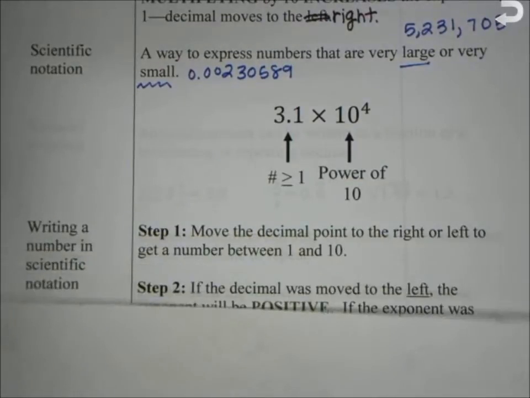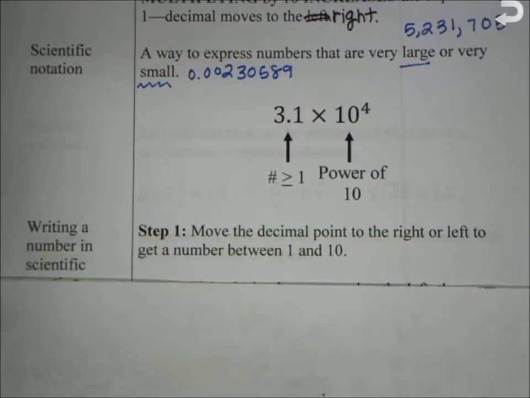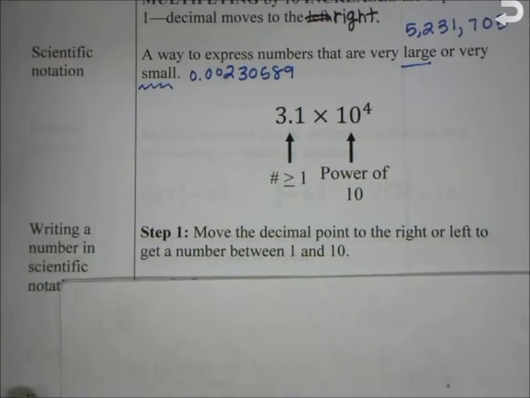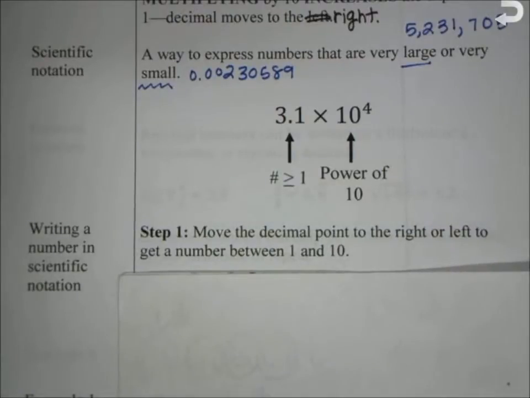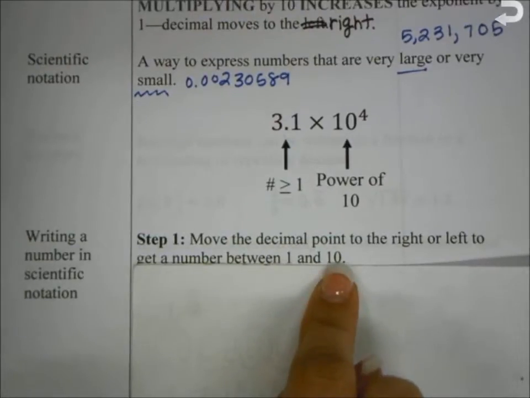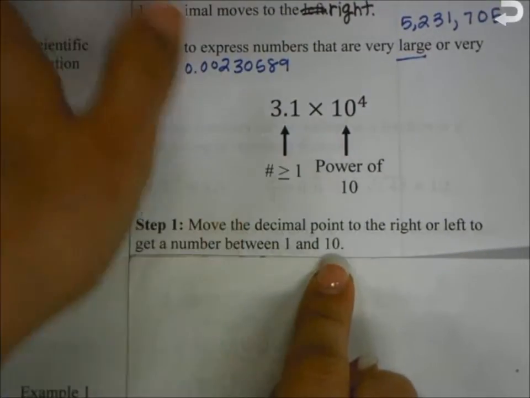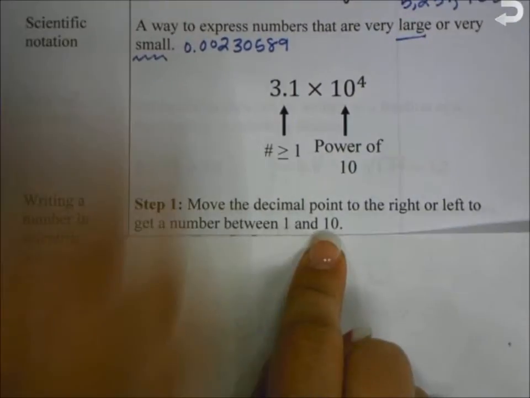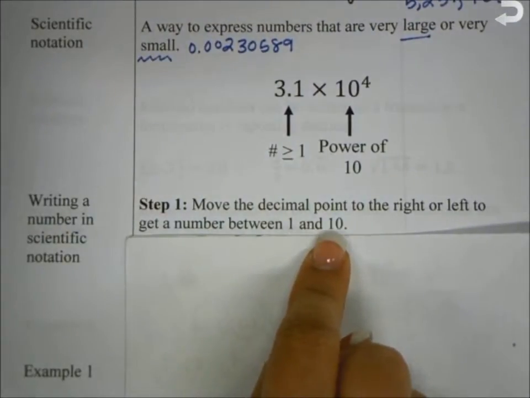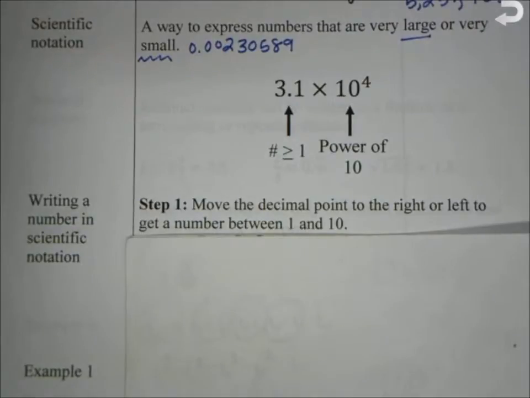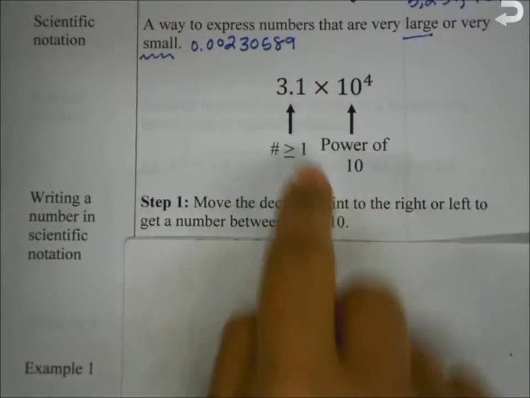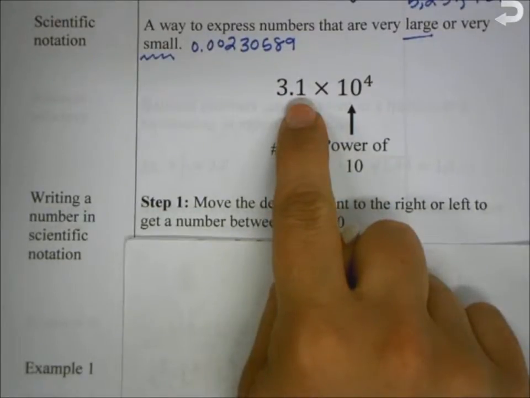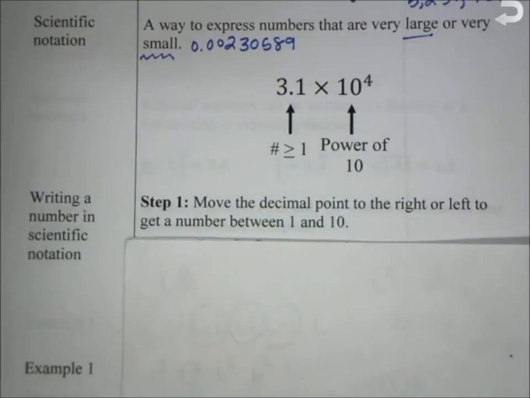Step 1. We want to move the decimal point to the right or left so that we get a number between 1 and 10. Okay? So we're going to move our decimal point either to the right or left, depending on if it's a small number or a big number, to get a number between 1 and 10. Look at 3.1. Is that between 1 and 10? What about 2.37? Is that between 1 and 10? Yeah. So we're going to have a number between 1 and 10 here.